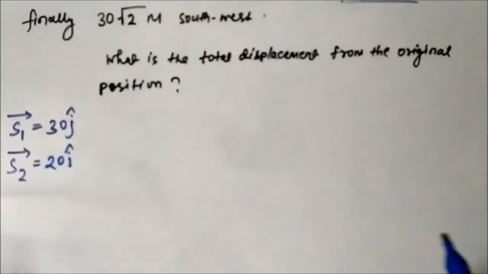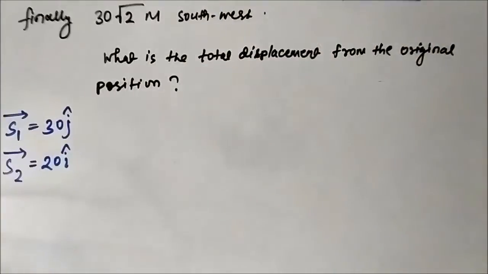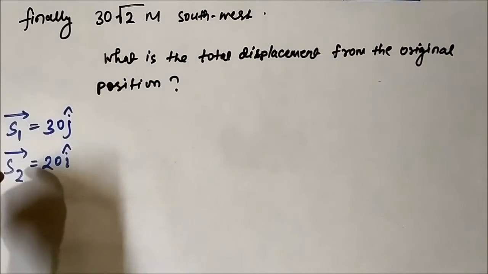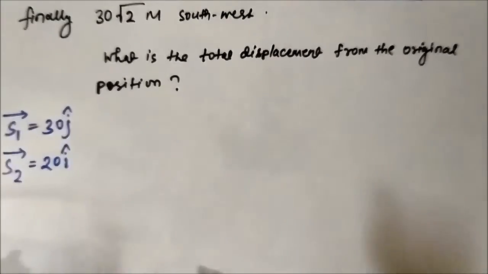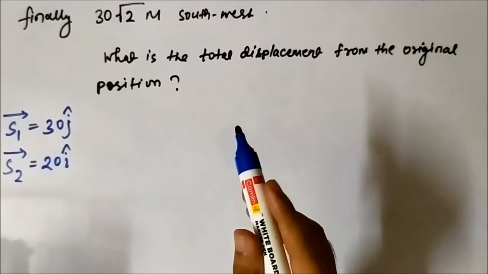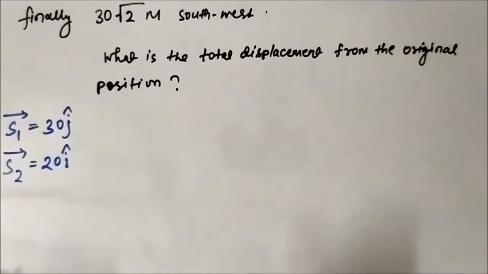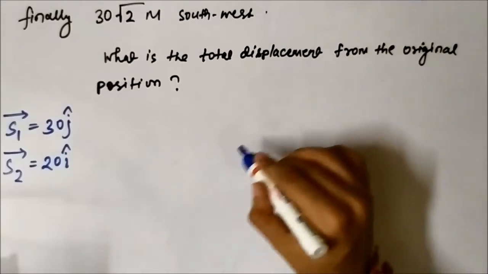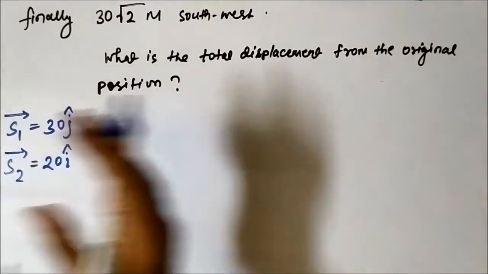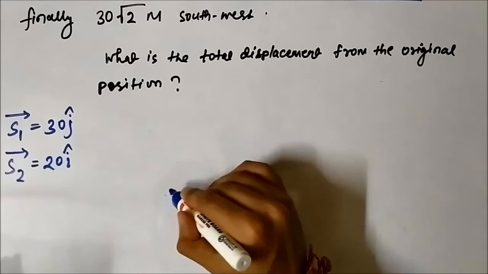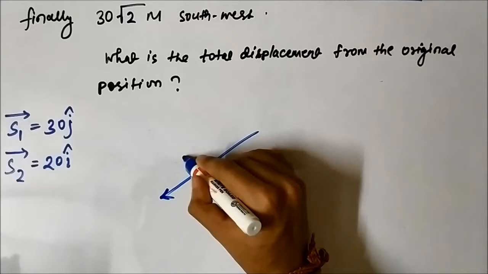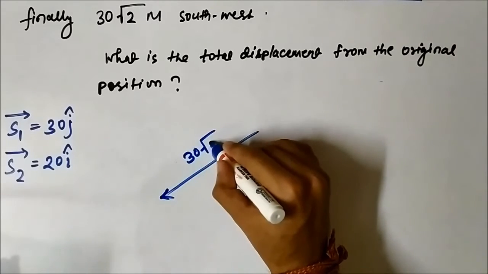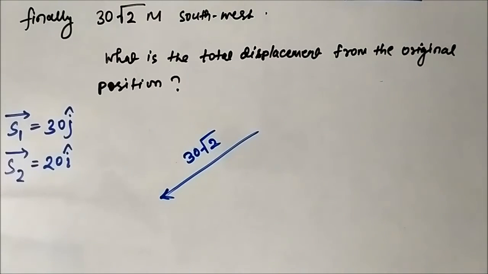So I had to erase some portions because this would take a lot of space to explain this 30 root 2 meters southwest portion. So we already have the two vectors, S1 vector plus 30j, S2 vector plus 20i. So this 30 root 2 meter southwest, this southwest is between west and south. So let us say this, okay, 30 root 2.